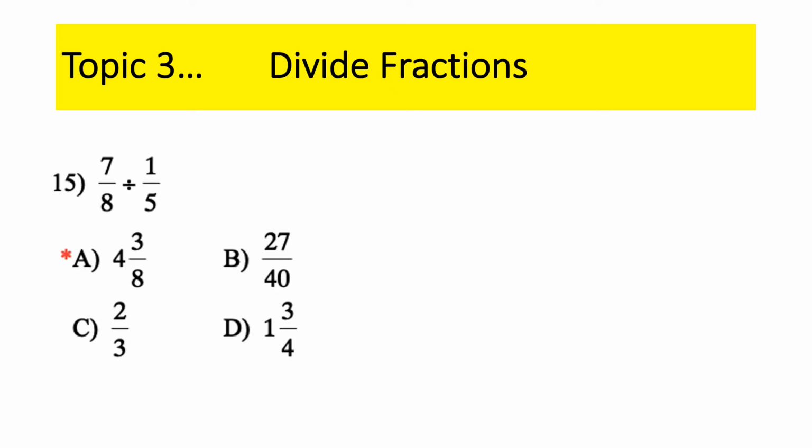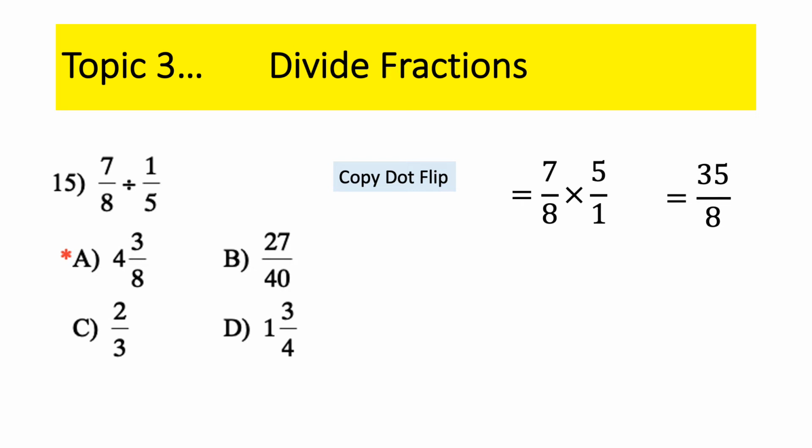All right. Remember, the rule for division is copy, dot, flip. Copy the first fraction. Change division to multiplication. That's the dot. And the flip is the second fraction. You basically flip the fraction. I'm sure my animation's out of order. I apologize. So let's see. That would be 7/8 times 5 over 1.